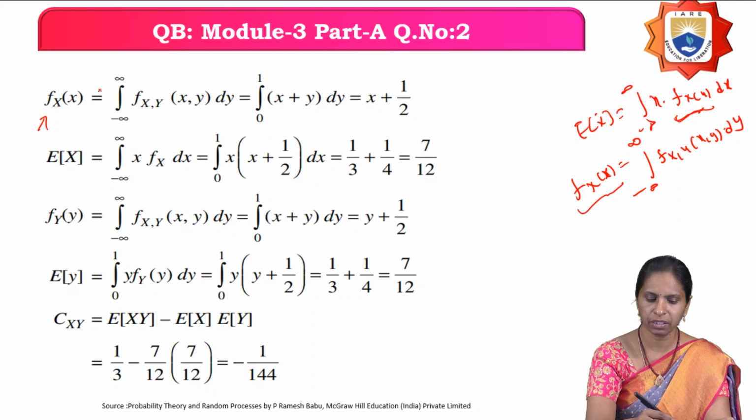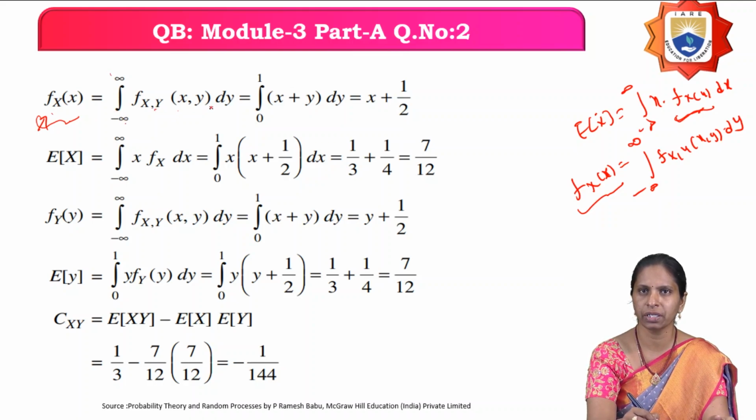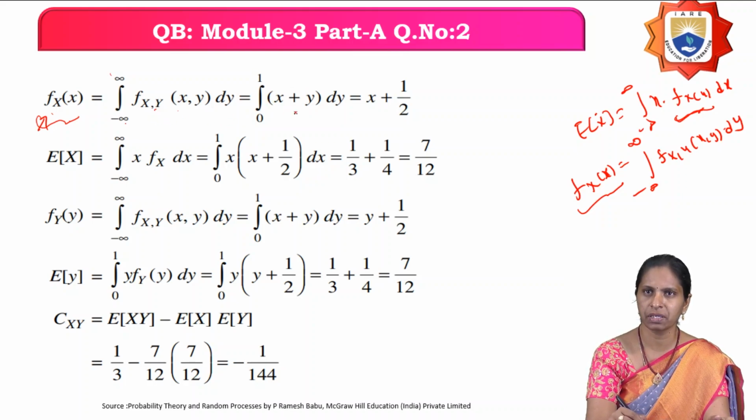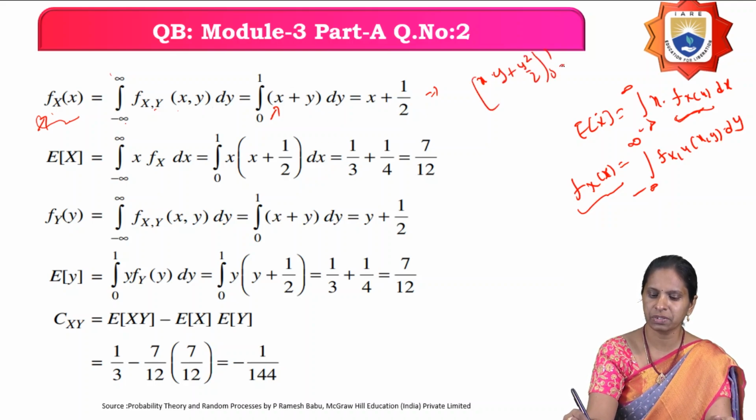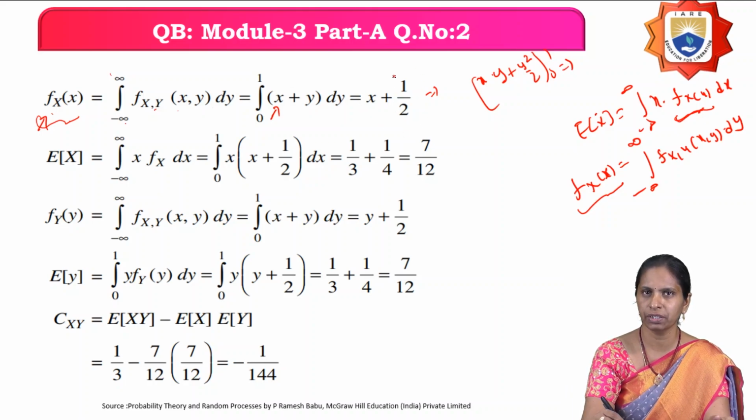Here, first we calculate the marginal density function of the random variable x. So what is f_x(x)? That is equal to the integration from minus infinity to infinity of f_xy(x, y) dy. What are the y limits here? 0 to 1. And what is the density function here? x plus y into dy. So if you simplify this, when you integrate with respect to y, the x terms will be constant. Then it is x into the integration of 1, which is y, plus the integration of y, which is y square by 2, and the limits are 0 to 1. You substitute, then you are going to get x plus 1 by 2.